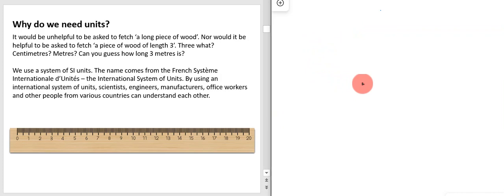We use this system of SI units. The name comes from the French Système International, the international system of units. By using an international system of units, scientists, engineers, manufacturers, office workers, and other people from various countries can understand each other. The world more and more is becoming globalized, so it's important that people in different countries can communicate with each other, particularly when it comes to measurements, and we can all understand what everybody else is measuring and the units that they're using. So that's why it's important to know the units and then to use units as well.